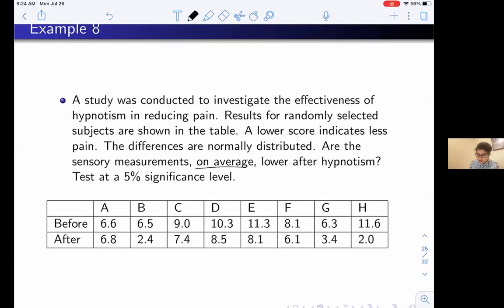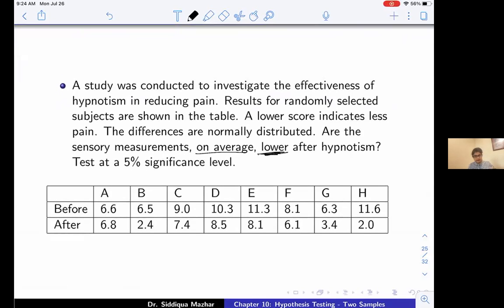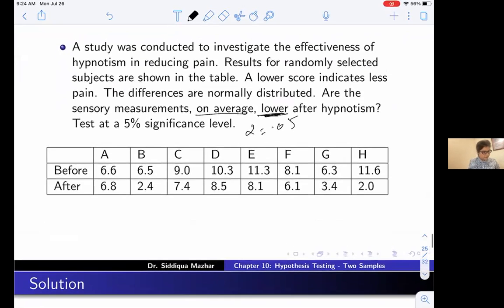On average, lower after hypnotism. This is the question about the average mean, and lower means that it is going to reduce or increase, which is what we are going to see. So test at a 5% significance level. That means 0.05, so alpha is 0.05 in this case. So you have to look at the pain rate, and again I'm going to check the difference for these values. So how will you check this rate? After minus before. This is how you will check the difference.